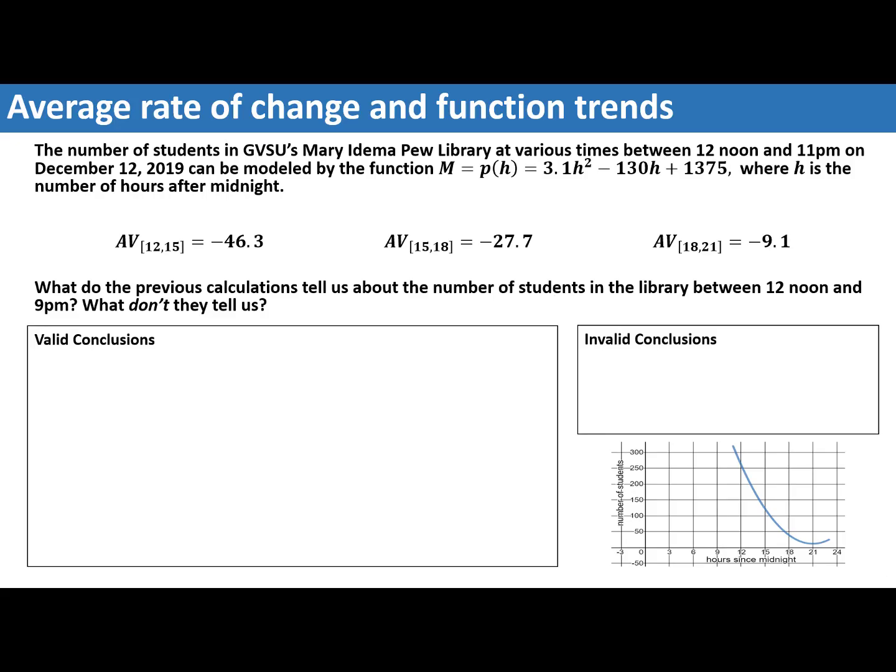All right, so now let's look at what the average rate of change tells us about trends in this function. At the top here, we just have a reminder that m equals p of h tells us the number of students in the library, and h is the number of hours after midnight. And we see the three average rates of change that we previously calculated. What do the previous calculations tell us about the number of students in the library between 12 noon and 9 p.m.?